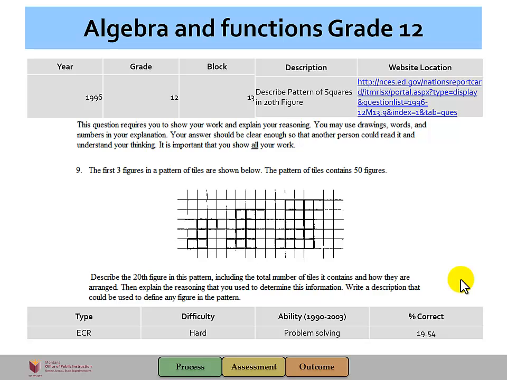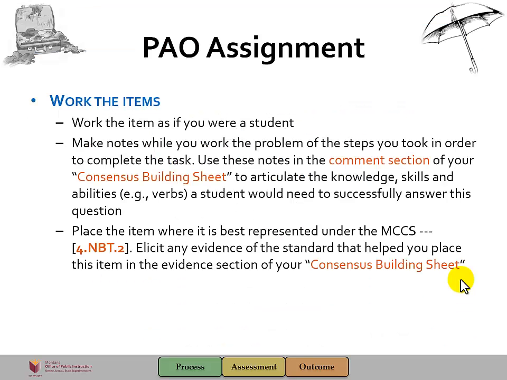So now we're going to look at your POW assignment. For your POW assignment, we want you to work the item as if you were a student. While you're working the item, make notes of the steps you took in order to complete the task. Use the notes in the comments section of your consensus building sheet to articulate the knowledge, skills, and abilities a student would need to successfully answer the question.